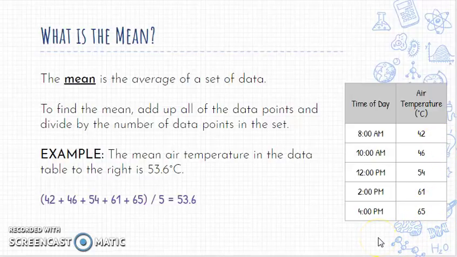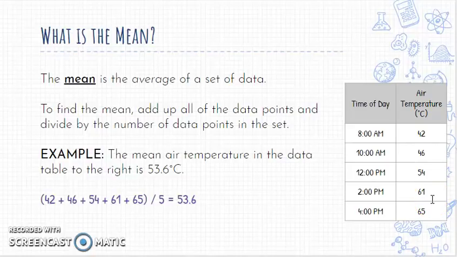Now, sometimes when we're gathering our data, we're going to find the mean, and the definition of a mean is the average of a set of data. So whenever we want to find the average, this is what we would use. We'll use this when there's not an outlier in our data. In order to find the mean, we would add up all of our data points and then divide by the total number of data points.